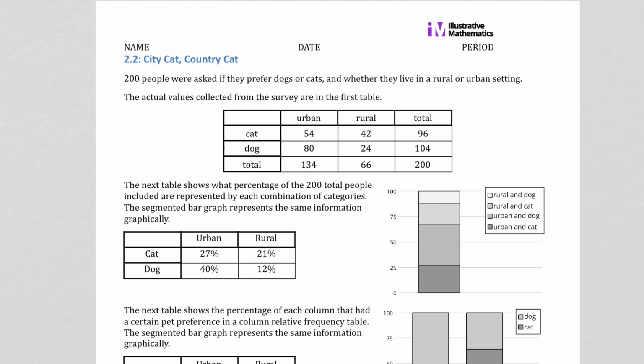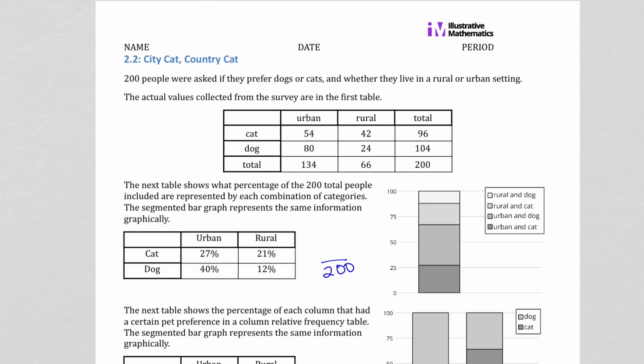Okay, so we have this next table. It shows what percentage of 200 total people included are represented by each combination of categories. The segmented bar graph represents the same information. So what that tells me is we're dividing by 200 here. And let me adjust this really quick. So our denominator on all of these is going to be 200.